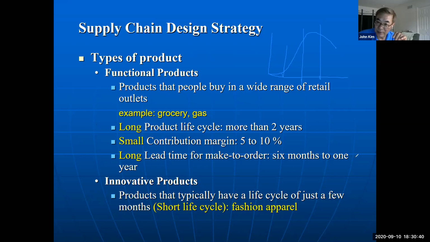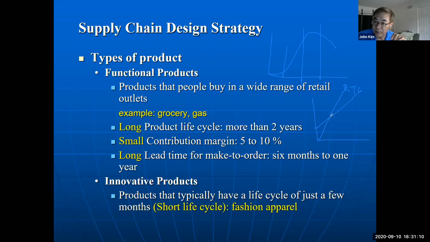To produce something, we need fixed cost, and then variable cost increases. So this is kind of total cost. And then sell at whatever price, and this is revenue.